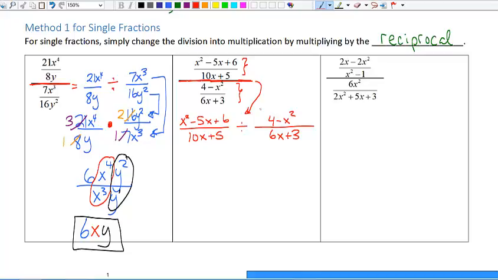So we don't really like dividing fractions, so we are going to change the divide sign into a multiply sign by taking the reciprocal of the second fraction. So that gets me 6x plus 3 over 4 minus x squared. The first fraction stays the same. And now this is a simple problem that we've actually done in the past. We just factor and reduce.